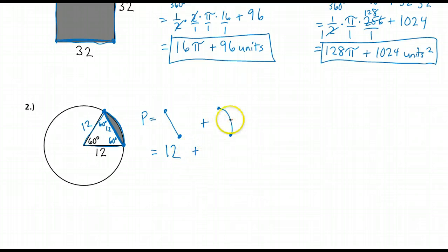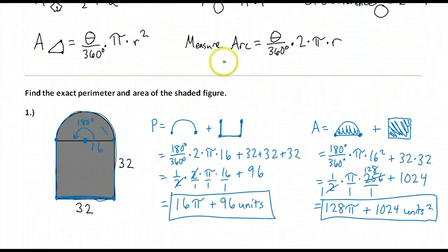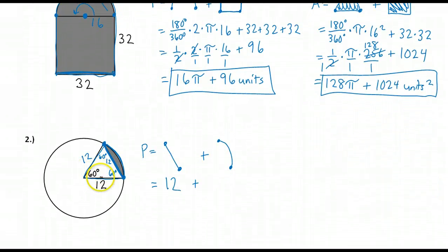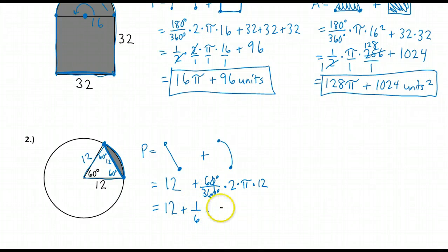Now I need to figure out the length of this arc. Well, to figure out this arc length, I'm going to use this formula. The angle theta that creates this arc is 60 degrees out of 360 degrees times 2 times pi times 12. So I'm going to have 12 plus, I can cross out my zeros, 6 out of 36 is 1/6 times 2 times pi times 12.